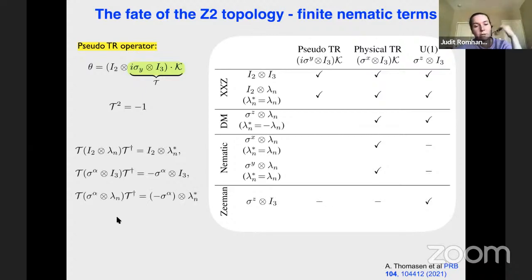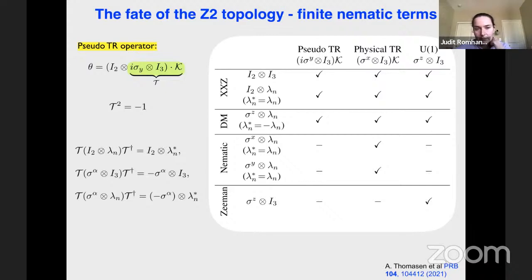And one can also investigate these other terms where we have some kind of a Pauli matrix coupled to a gamma matrix. And what will happen with this is that the Pauli matrix will have a sign change, and also the gamma matrices will acquire complex conjugation. So this will only be invariant whenever we have gamma matrices that are imaginary. So the DM is going to be invariant, but the nematic interaction will break this symmetry.